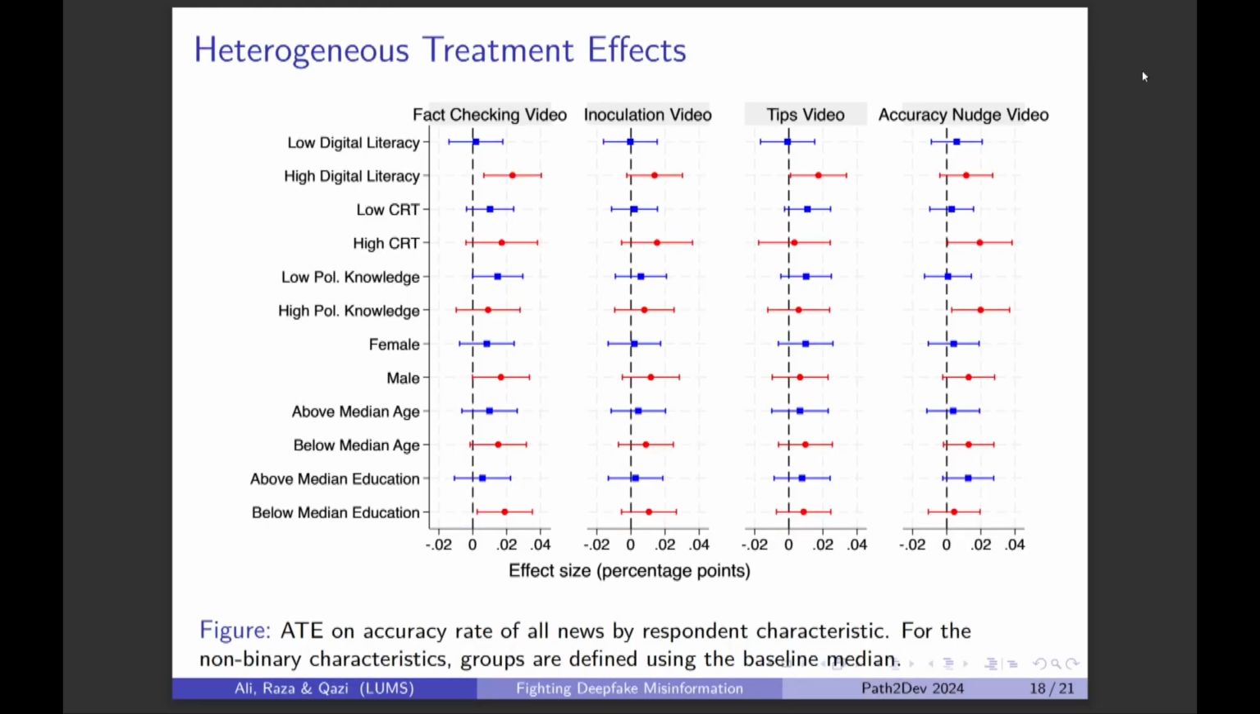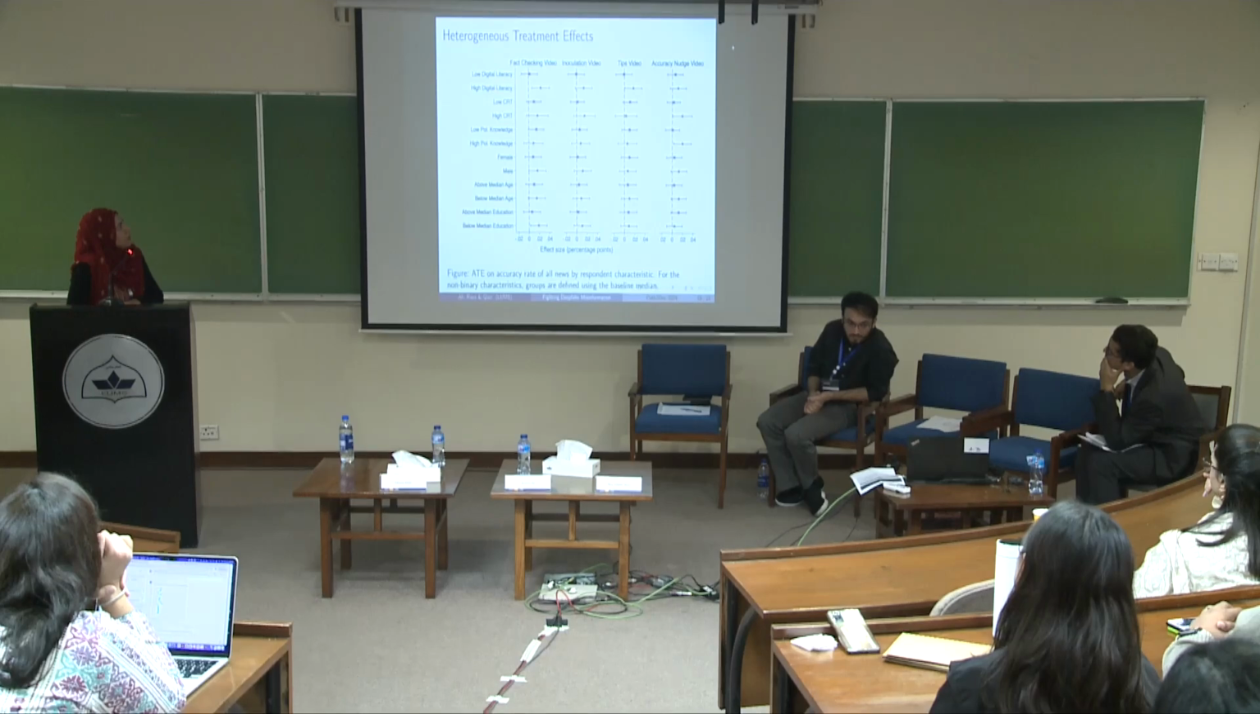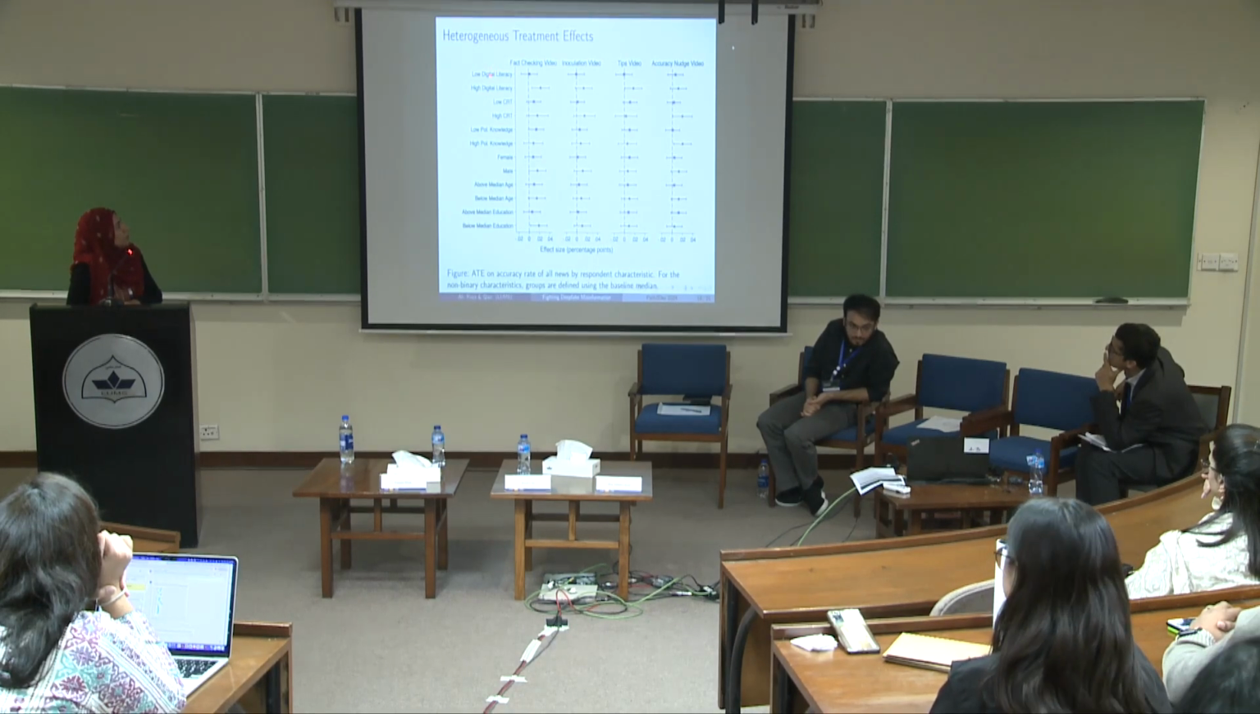Okay, so we look at heterogeneous treatment effects, and this is one of the things we were really interested in looking at, the intersection between how good you are at identifying fake news, or what your accuracy of beliefs are, and your digital literacy. If we segregate between high and low digital literacy subsamples, we find that those with higher digital literacy do tend to benefit more from every treatment. This is really significant, and it's significantly different than those who have lower levels of digital literacy.